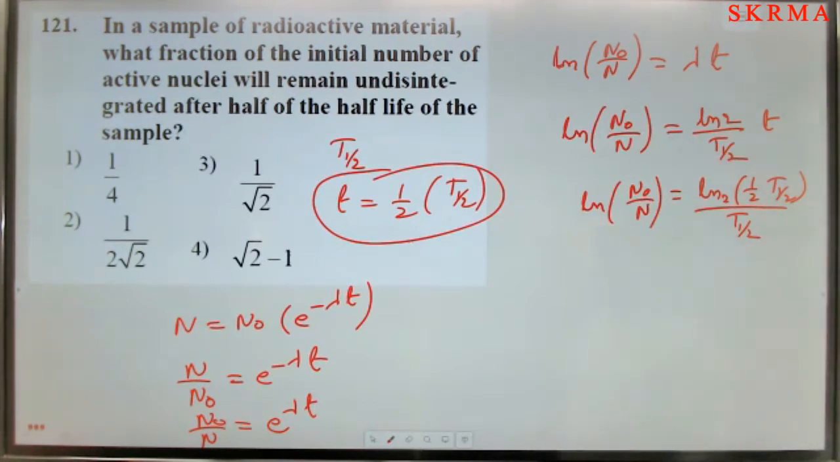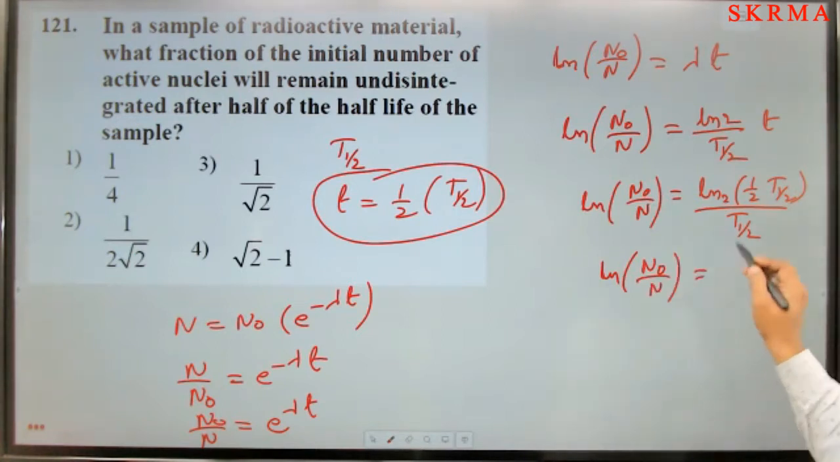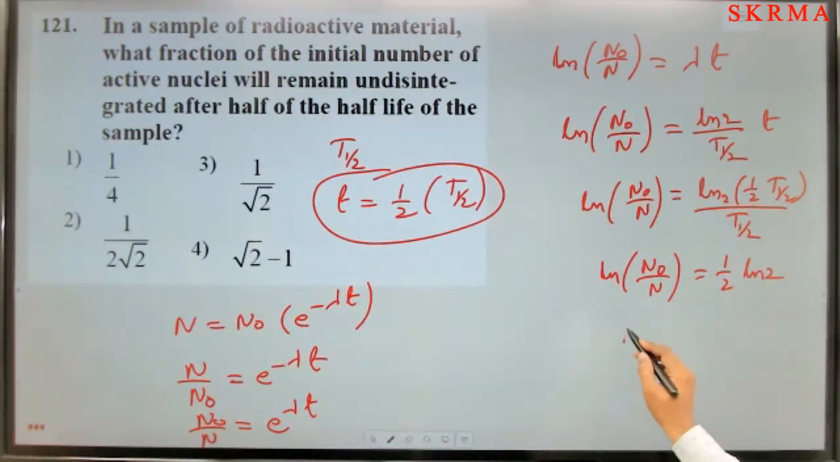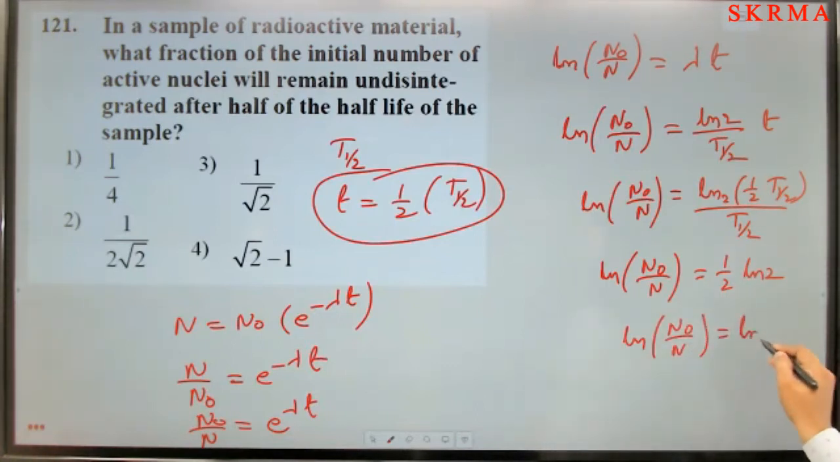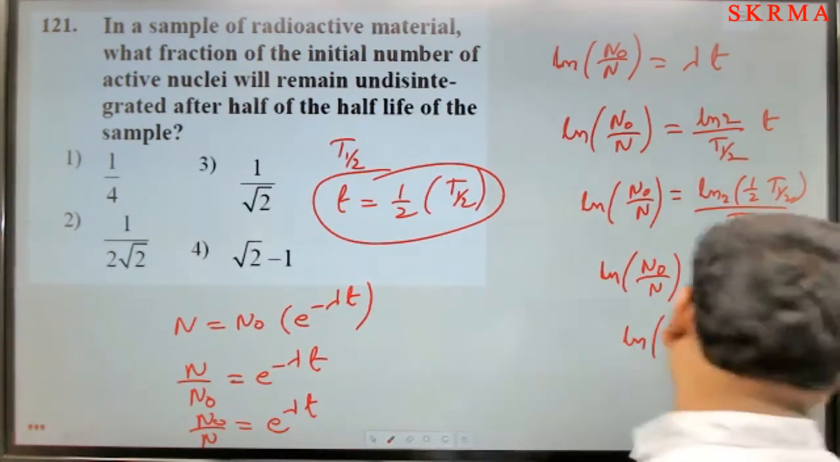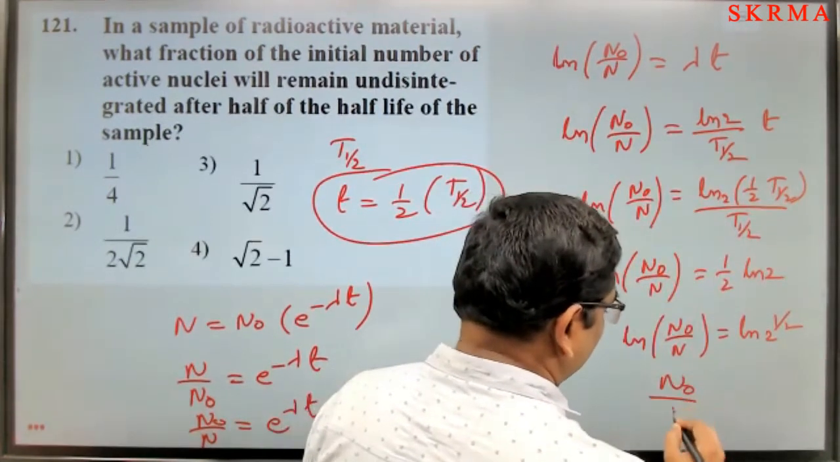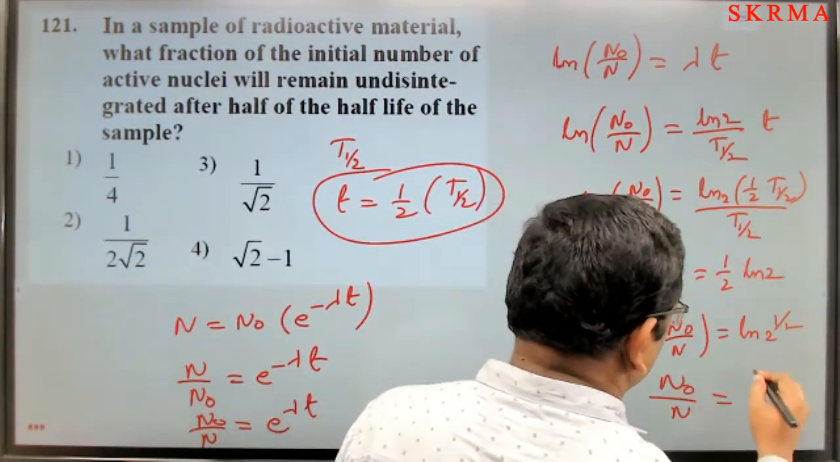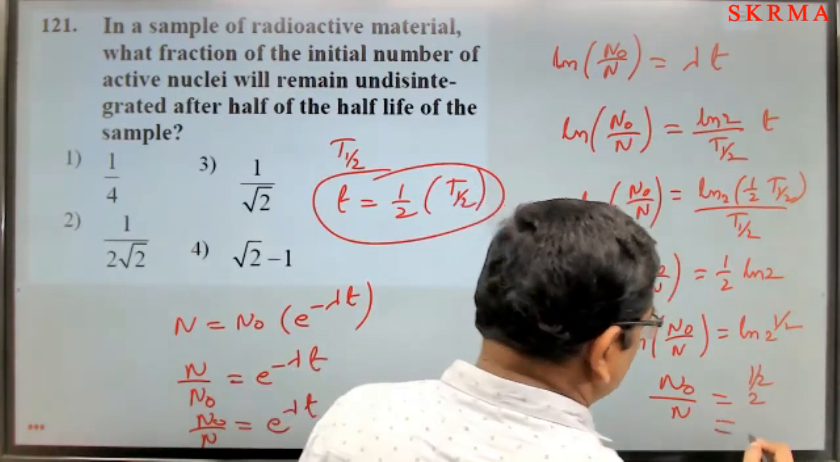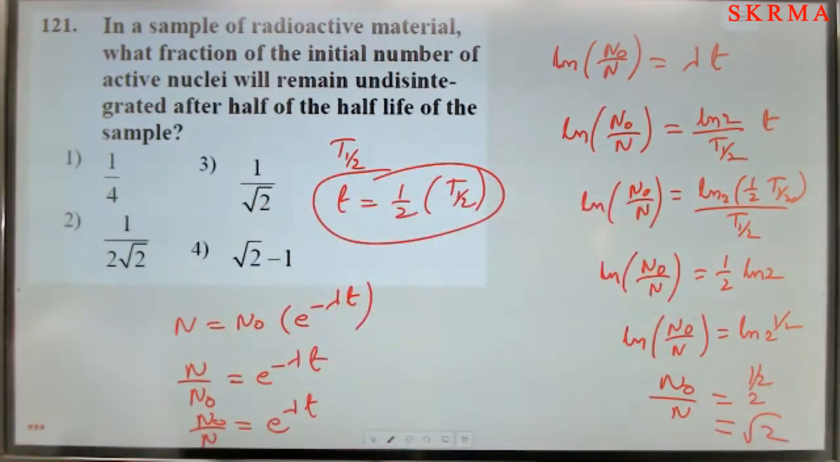Now cancel similar terms. So ln of N naught by N equals 1 by 2 into ln of 2. Now 1 by 2 into ln of 2 can be written as ln of 2 power 1 by 2. Now cancel ln on both sides. Then N naught by N equals 2 power 1 by 2, which is nothing but root 2.